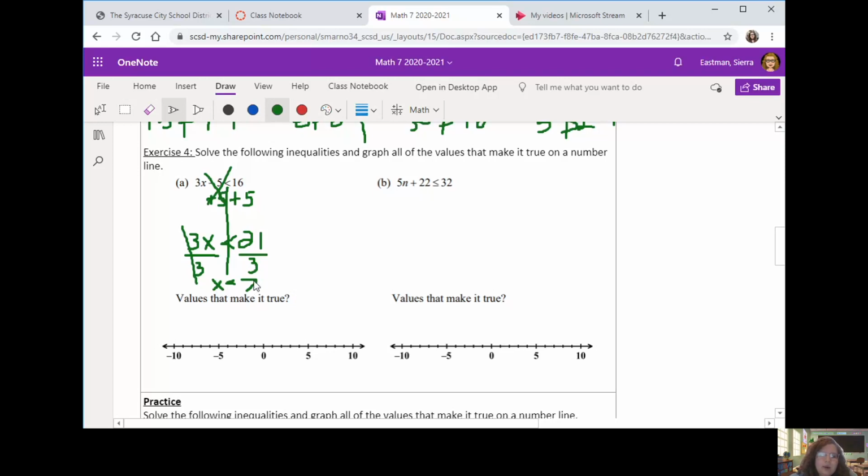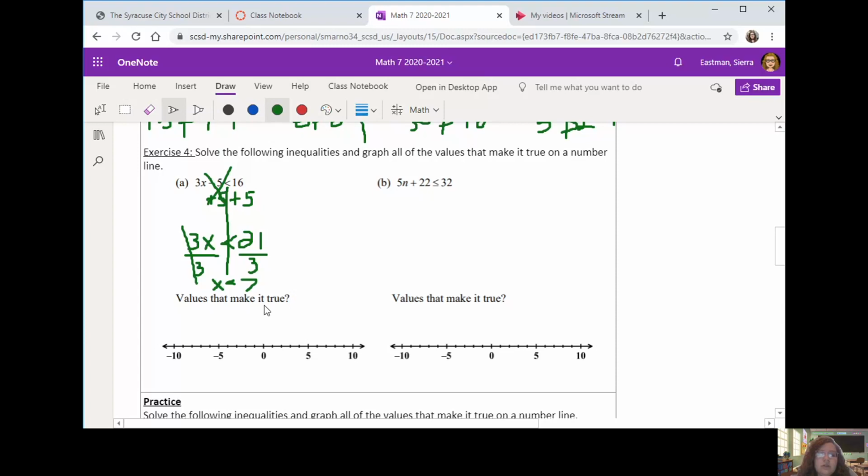This alligator symbol is pointing to the 7. That means the 7 is bigger. So x has to be less than 7. And what we like to do with inequalities is to draw that on a number line, okay? Because x doesn't have to be 7 exactly. It has to be less than. So it could be 6, it could be 5, 4, 3, 2, 1, 0, any negative numbers.